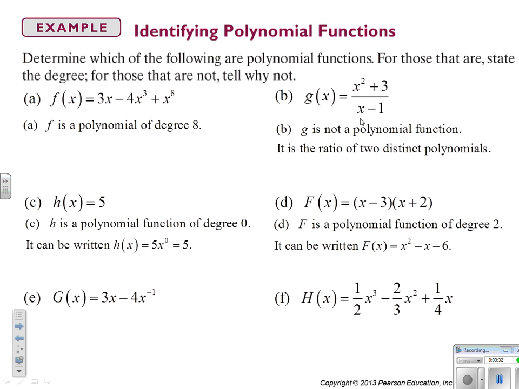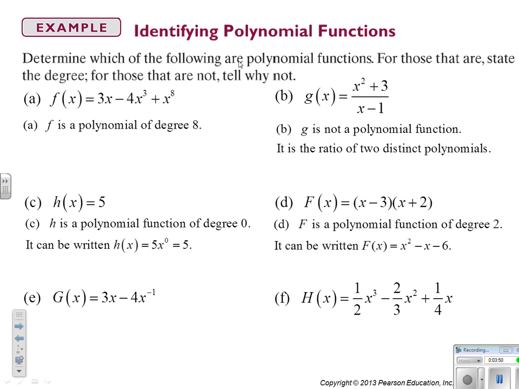It is a polynomial. It's degree 2 because when you FOIL it out, so to find degrees of polynomials, we've got to FOIL out and get the highest exponent on our variable. So it's a second degree polynomial.